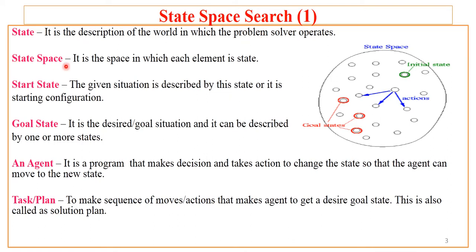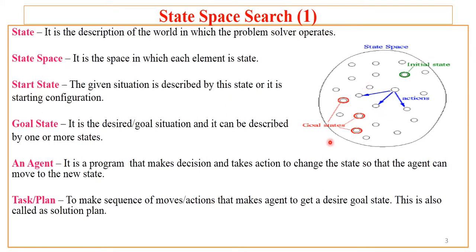Now state space is a space in which each element is a state. If you see here where I'm pointing with this highlighter, you will find the larger circle. That larger circle is the state space boundary. In this state space boundary there are various states. Each of these circles, around 25 to 27 circles, I call a state. Next is start state.